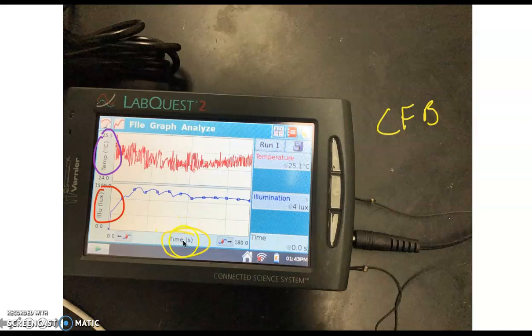Notice that my x-axis is time, my dependent variable, and that I get the temperature and the luminescence measured in lux. That's just a unit for measuring the luminescence or light output of that light bulb. And it looks like it probably took, after turning it on, a little bit of time to reach its peak light output.